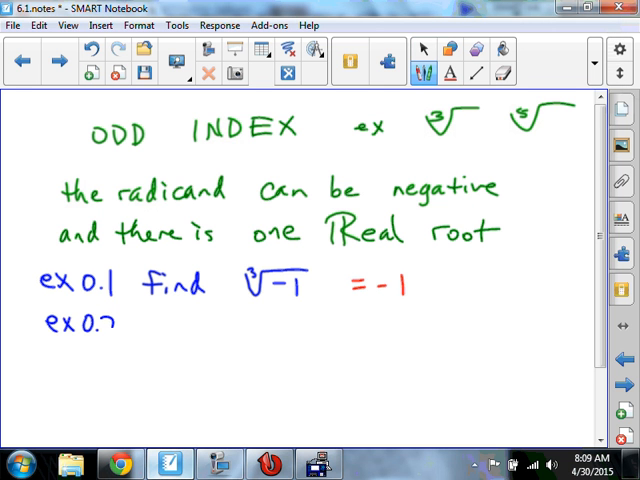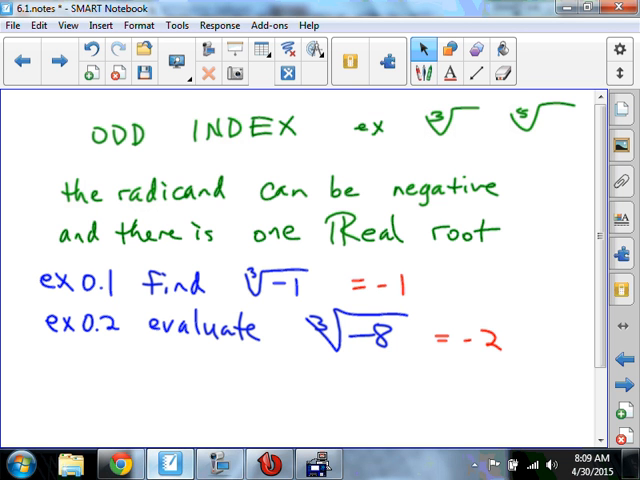Example 0.2. Evaluate the third root of -8. In other words, what number multiplied by itself not once, not twice, but 3 times would give you -8? -2. Good. We get the hang of this a little bit. Pretty easy so far. So notice that when we have an odd index, the radicand is allowed to be negative, and there is just one real root.